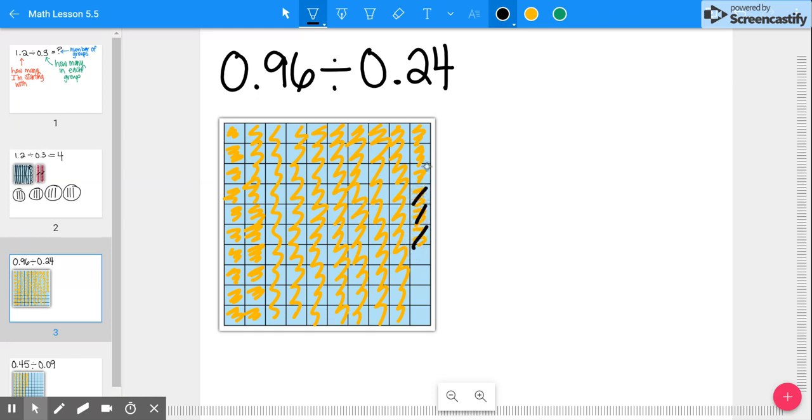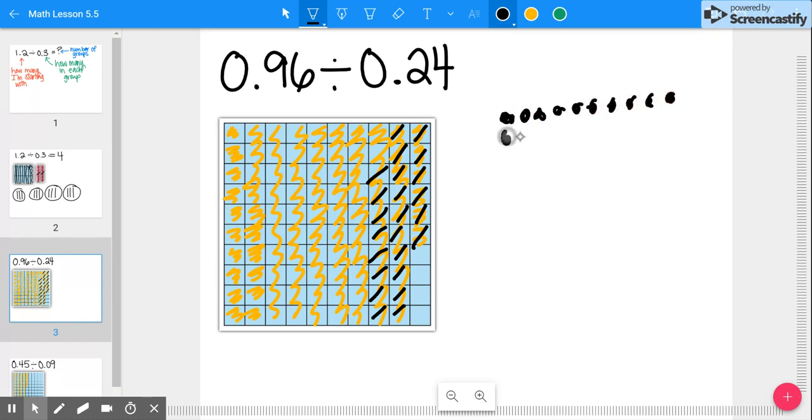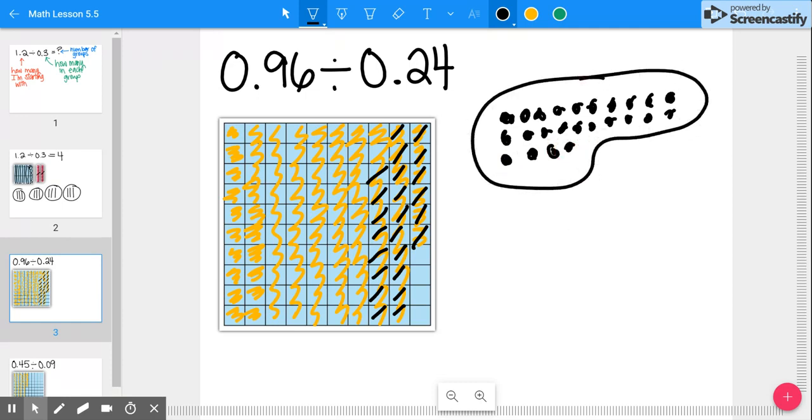I count 1, 2, 3, and so on up to 24. And I know that I can make one group. So I'm just going to represent that by drawing 24 dots, counting up to 24 again. And I'm going to put a circle around that because I know that's one group.